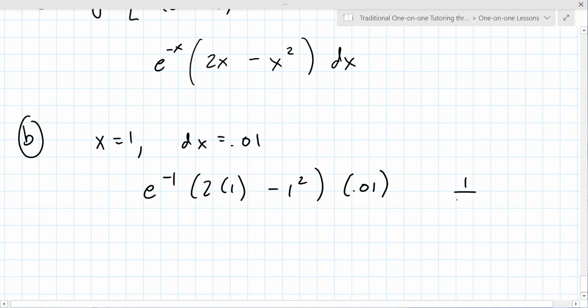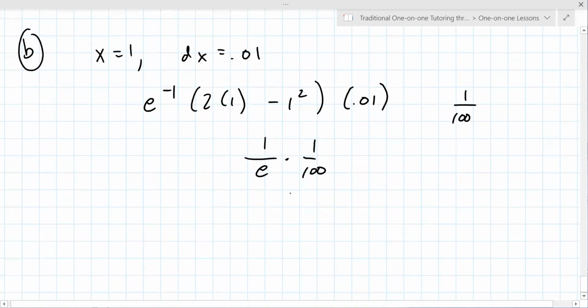0.01 is 1 over 100. And this is 1 over e. So it's 1 over e times 1 over 100, which is 1 over 100e. Would you need to put that into the calculator, or would you just leave it like that? This would be totally correct.